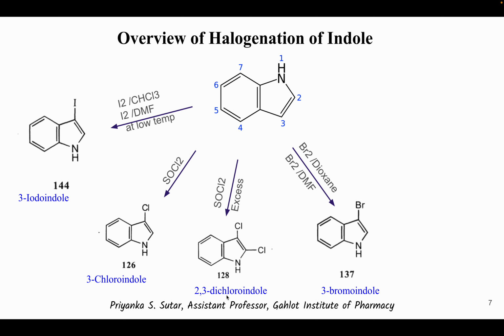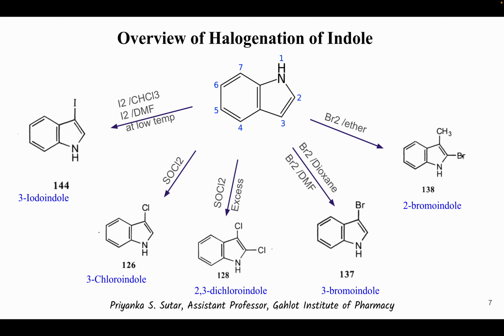Bromination will take place at the third position, giving you 3-bromoindole. Bromination in ether will give a different product. Now here it is an exception. Mostly electrophilic substitution of indole will occur at the third position, but if the third position is occupied, as in this particular structure, where the third position is already occupied by a substituent, that is a methyl group, then electrophilic substitution will occur at the second position.